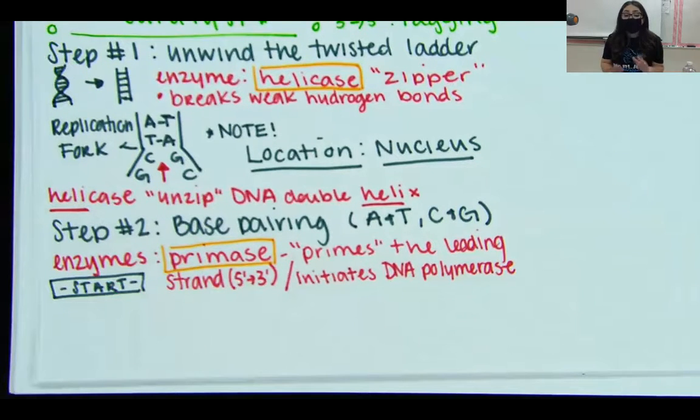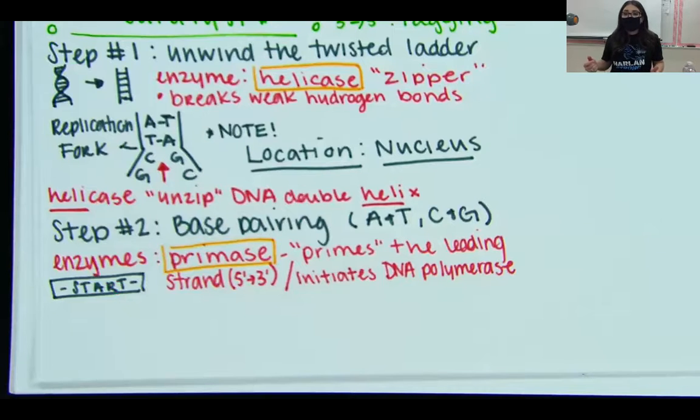DNA polymerase is really good at what it does, which is pairing up nitrogen bases. I got an A, here's a T, boom, there's my pair. I got a C, here's my G, boom, there's a pair. It is a work mule. You tell it, hey, get to work, and it's just going to do this pairing nonstop. The only problem is it doesn't know where to start.